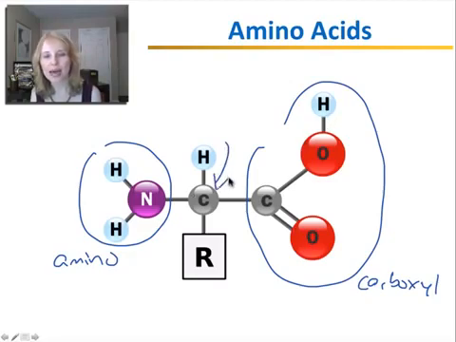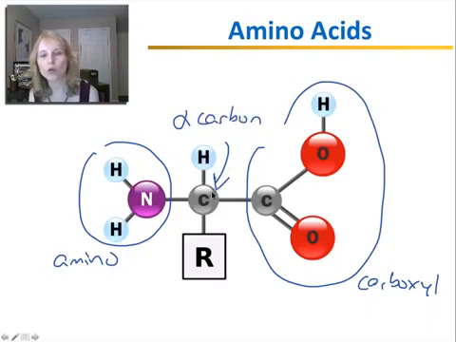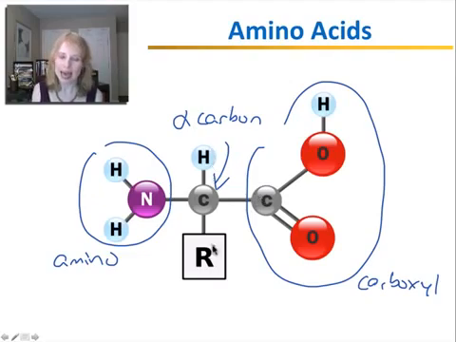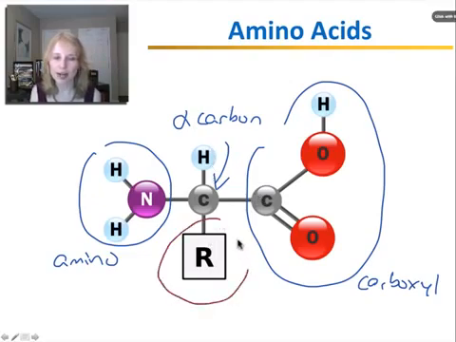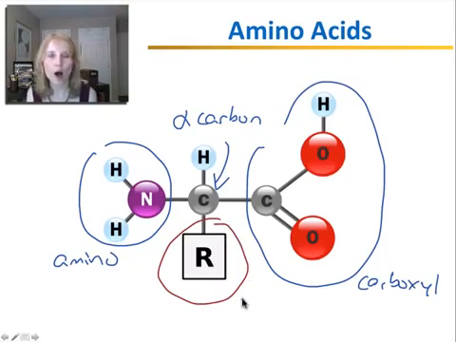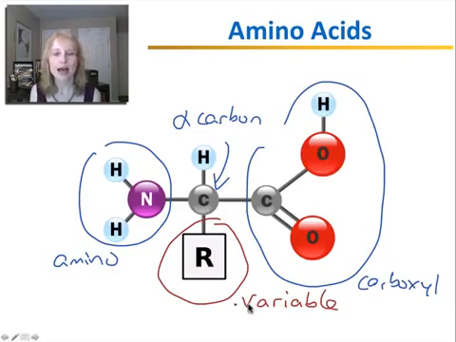In the middle, we have the alpha carbon, or the central carbon, which links together the amino group and the carboxyl group. On one end of it, it also has a hydrogen, and then on the other end is the very important R group, also called the variable group. The variable group, as the name suggests, varies among different amino acids.